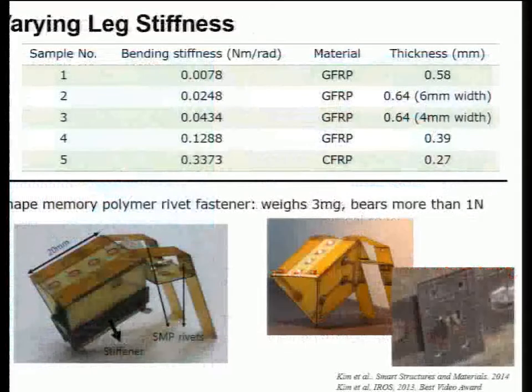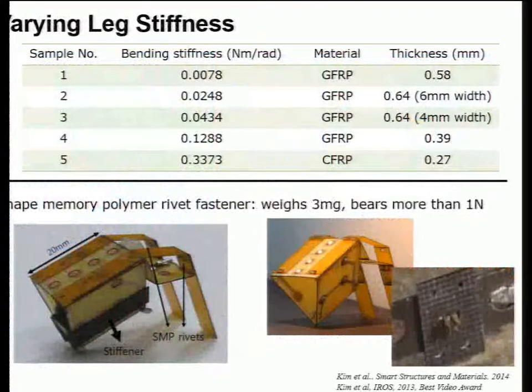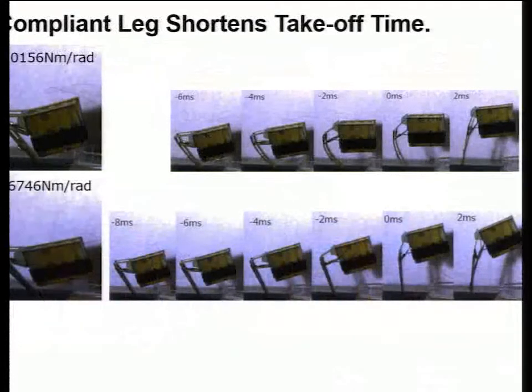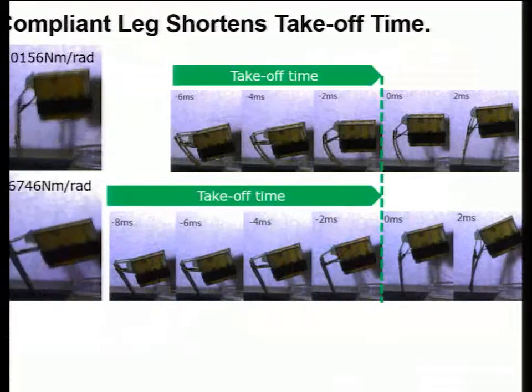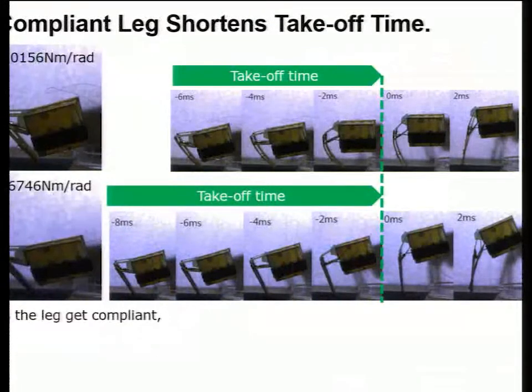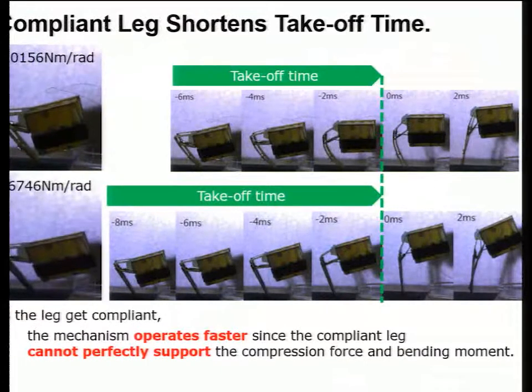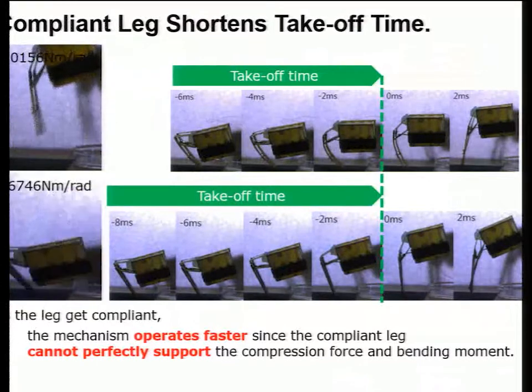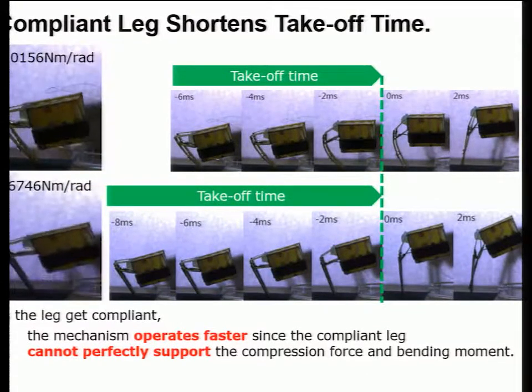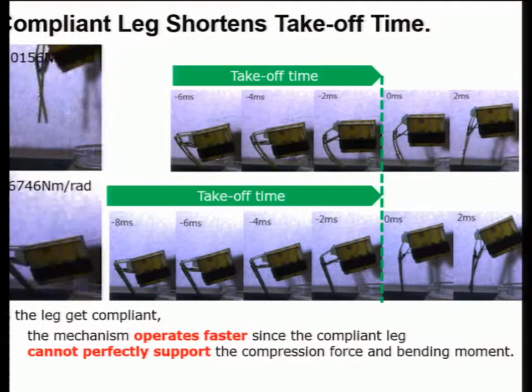So to investigate how this leg stiffness affects the jumping performance, we prepared 5 different legs having different leg stiffness, and they are switched out by using shape memory polymer rivets. So here's the result. The first is the compliant leg shortens the takeoff time. This is because this compliant leg cannot perfectly support the high compression forces and the bending moment. As a result, the operation speed of the mechanism gets faster.